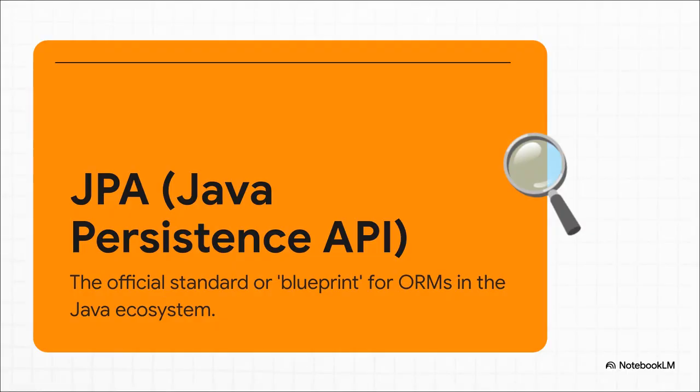JPA, which stands for the Java Persistence API, is not a piece of software. You can't download JPA, it's a specification. Think of it like an official blueprint that says, hey, if you want to be a proper ORM in Java, this is how you have to behave. These are the features you need to have.